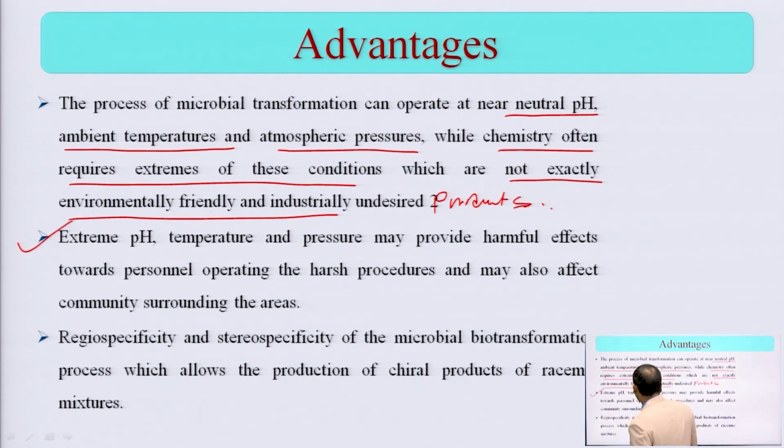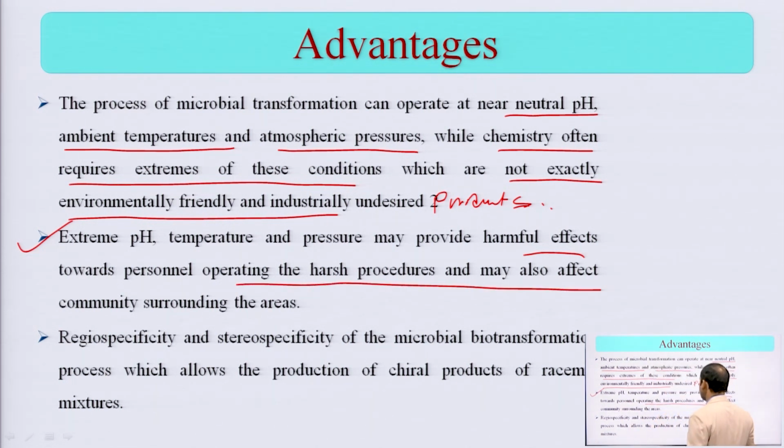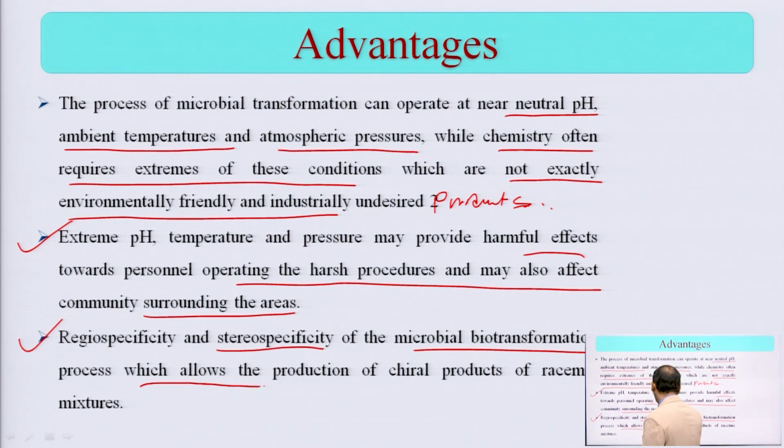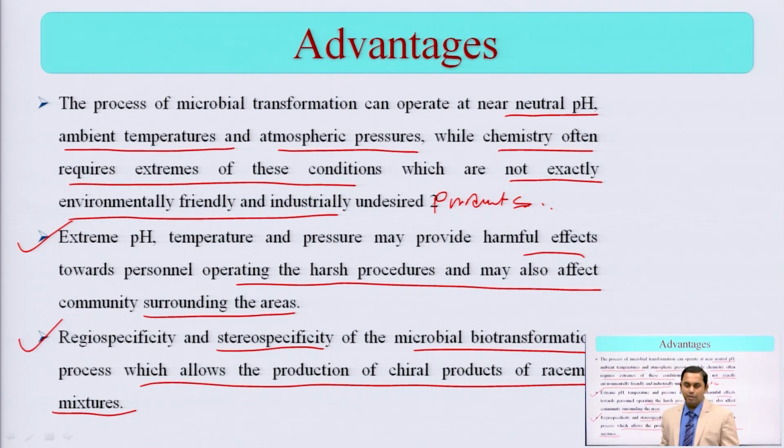Another thing, extreme pH, temperature, and pressure may have harmful effects. Okay. If you do some activity in the industry and you are providing extreme pressure, pH, and temperature, they may harm the personnel operating the harsh procedure or may also affect the surrounding community in the area. Then also the regio-specificity and stereo-specificity of the microbial biotransformation process allows the production of a chiral product or racemic mixture. Can you see? Your pure chemistry is actually coming into this picture. So, these things are only possible through microbial biotransformation.